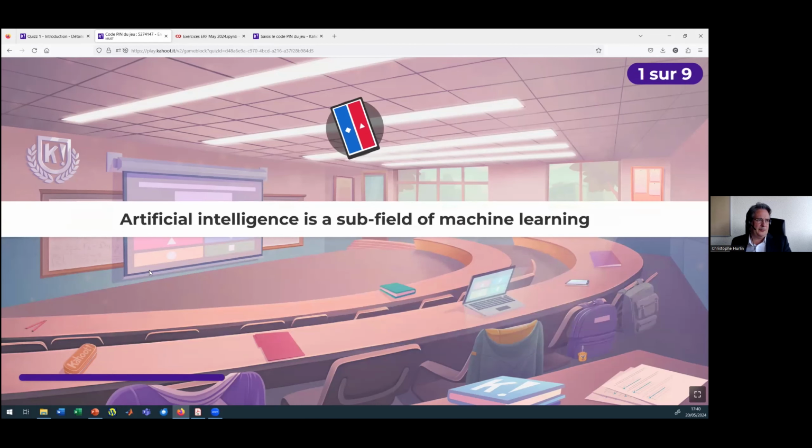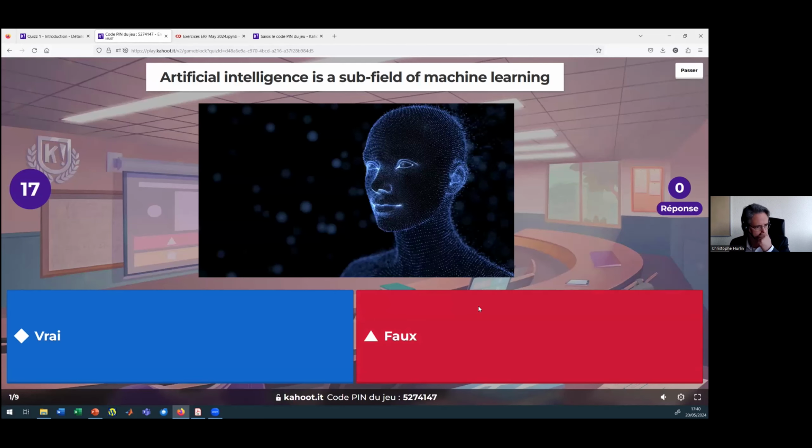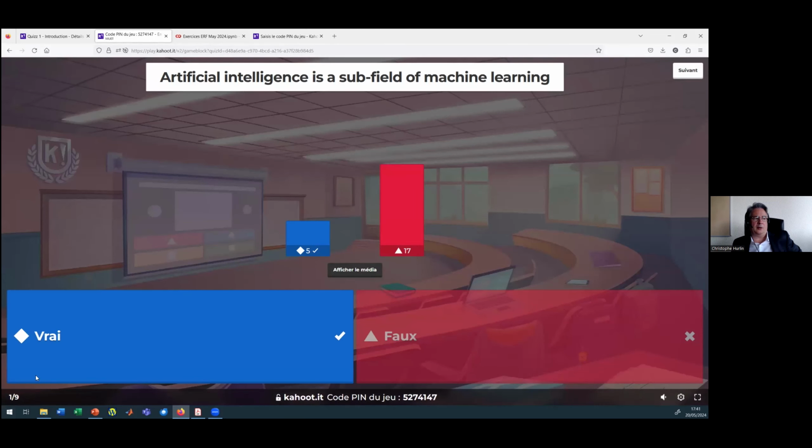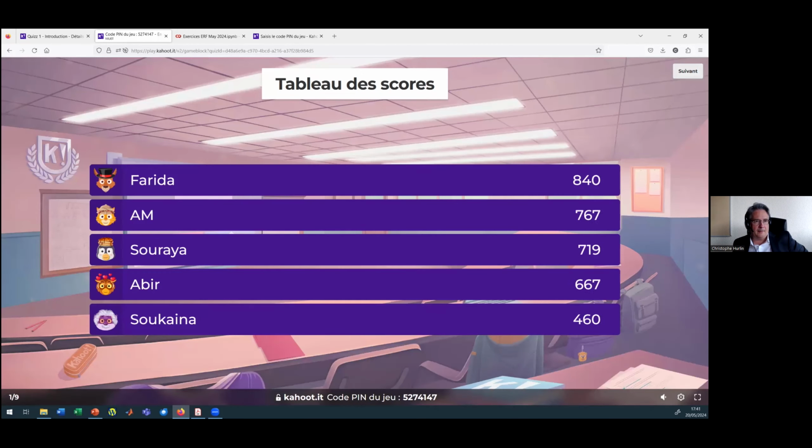True or false? Artificial intelligence is a subfield of machine learning. Yes, this is false. In French, vrai is true and faux is false. Okay, sorry, it is in French. Machine learning is a subfield of AI and not the contrary.